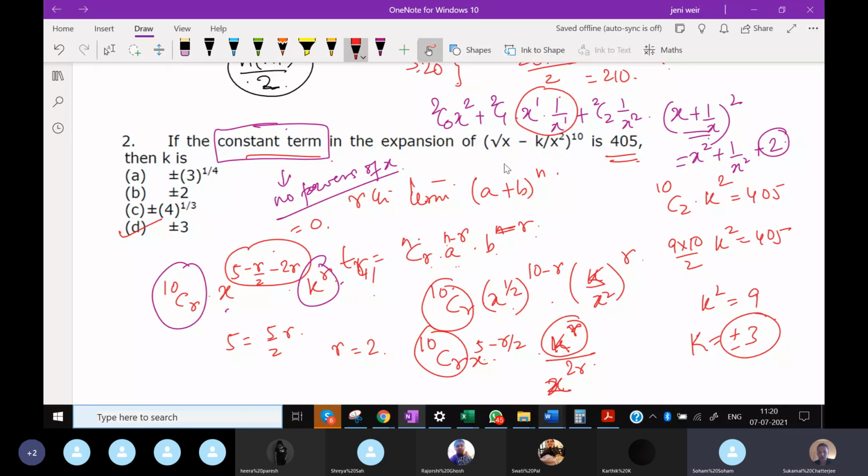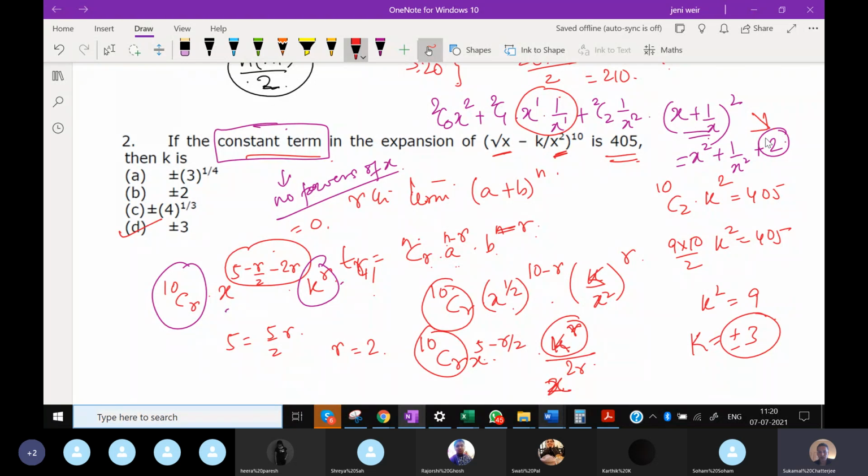Whenever you have x in the numerator and denominator, for some value of r the power of x will cancel out, and that will become your constant term, just as this became your constant term here. Clear? And this is the standard application in any binomial expansion.